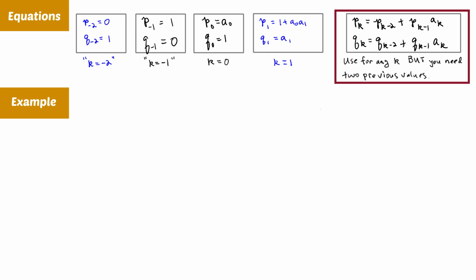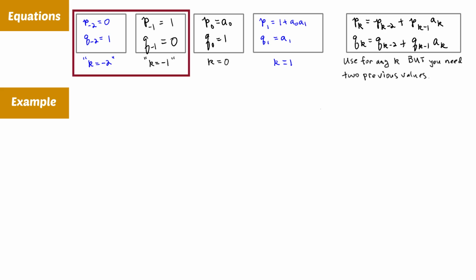The reason you need to use two of the other sets first is the equations in this box assume you already know two previous convergents, p sub k minus 2 and q sub k minus 2, and p sub k minus 1 and q sub k minus 1. For this video, we'll use these two sets to get started, and then, of course, use this set. We'll do all this in a spreadsheet.